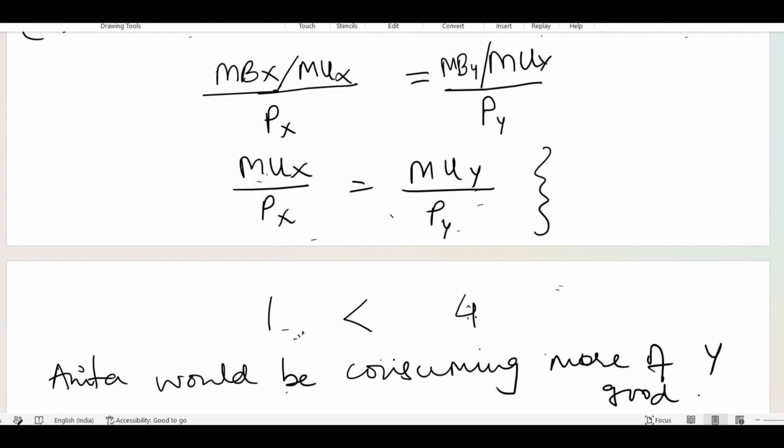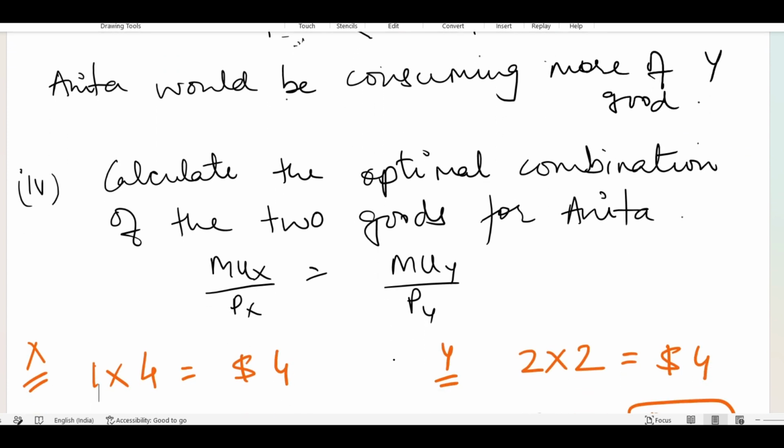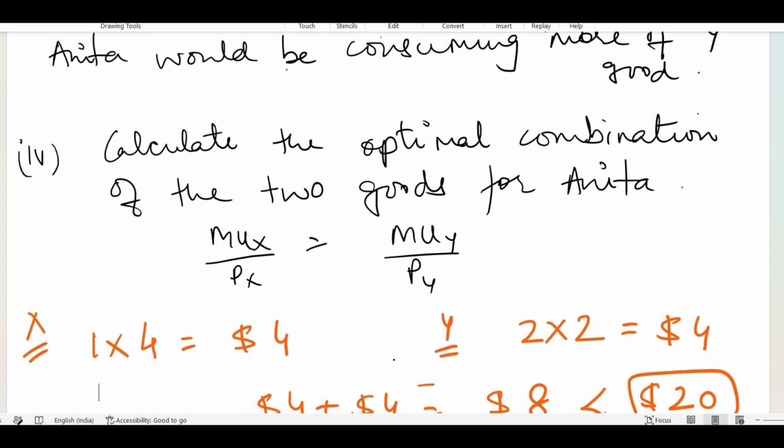Now, the next question is, since this is not the optimal combination of the two goods for Anita, let's calculate the optimal combination of the two goods for Anita. Again, this ratio should hold true. The two ratios should be equal to one another. So let's see where these two ratios are equal.